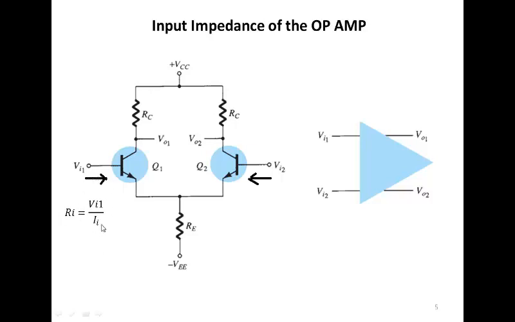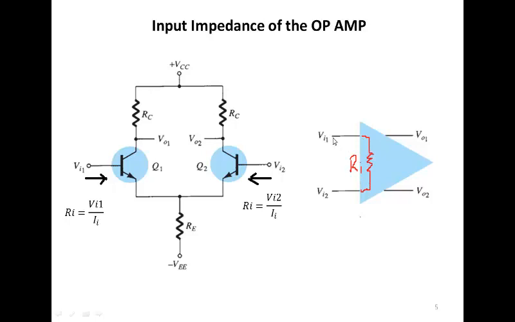The input resistance of the op-amp is defined as V in 1 over I in, where I in is the current flowing into the input terminal of the op-amp, and similarly Ri is defined at the other terminal, that is V in 2 divided by I in, where I in is the input current flowing into that input terminal of the op-amp. So we can represent the input impedance of the op-amp as the input resistance between these two terminals.